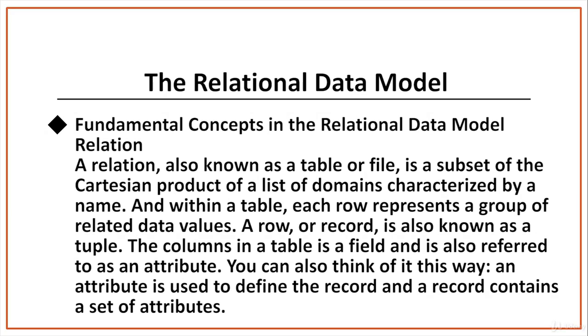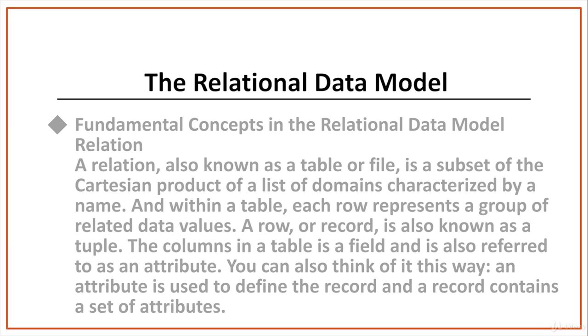Now let's talk about the fundamental concepts in the relational data model. A relation, also known as a table or file, is a subset of the Cartesian product of a list of domains characterized by a name, and within a table, each row represents a group of related data values. A row or record is also known as a tuple. The columns in a table are fields, also referred to as attributes. You can also think of it this way: an attribute is used to define the record, and a record contains a set of attributes.